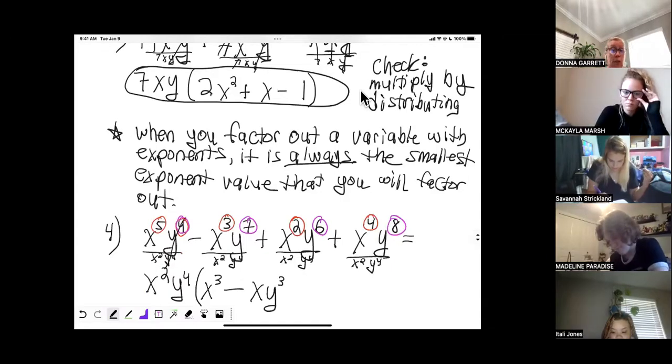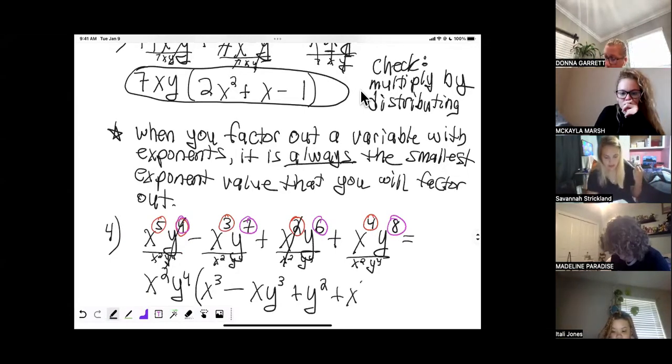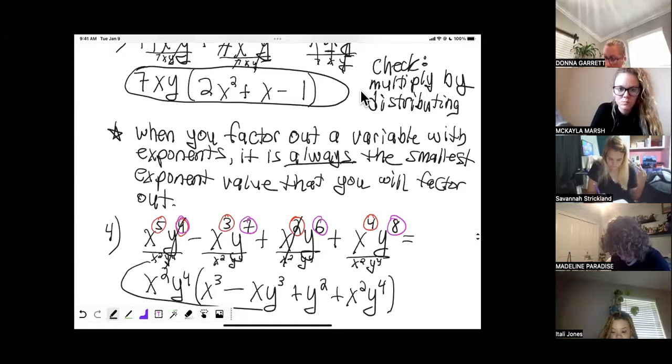Remember, when we divide, we subtract our exponents, but I like to think of it this way. I have 7 y's. I'm dividing by 4 y's. How many y's are left? 3. Plus x squared divided by x squared. Well, that's going to become 1. I don't need it. Then I have y to the 6th divided by y to the 4th, which is y squared, plus x to the 4th divided by x squared, which is x squared. And y to the 8th divided by y to the 4th is y to the 4th. And that would be my answer.